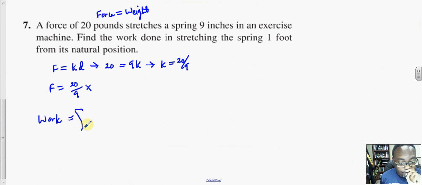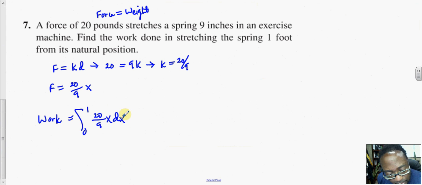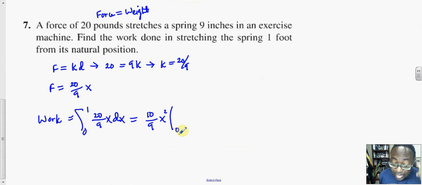So the work is equal to the integral. Find the work done in stretching the spring 1 foot. So from 0 to 1 of the force, 20/9 x dx. So here we get 20/9 times x squared divided by 2. So that gives us 10/9 x squared, evaluated from 0 to, this is 1 foot, but the 9 inches, so I need to put the units together. So it's going to be 12 inches. So 0 to 12.